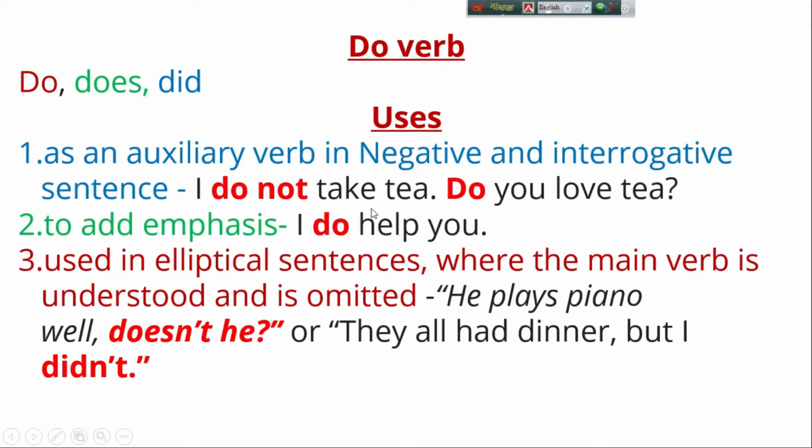Number three, do verb is used in elliptical sentences where the main verb is omitted. For example, he plays piano well, doesn't he? Here, doesn't he means doesn't he play piano, so we don't use plays here. Or they all had dinner, but I didn't. That means they all had dinner, but I didn't have dinner.